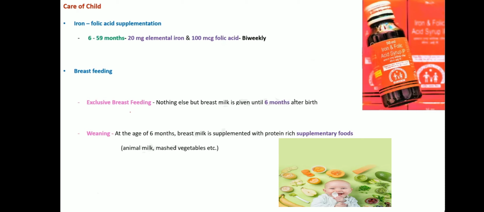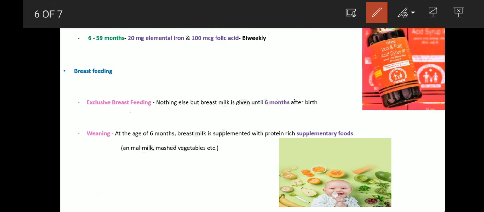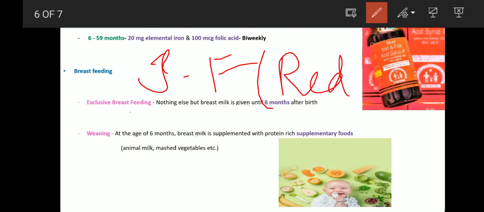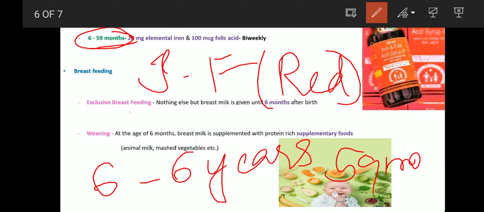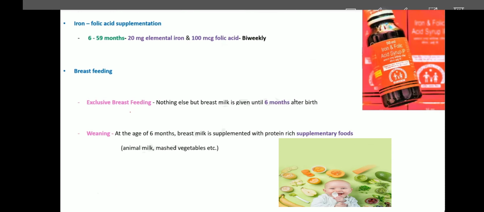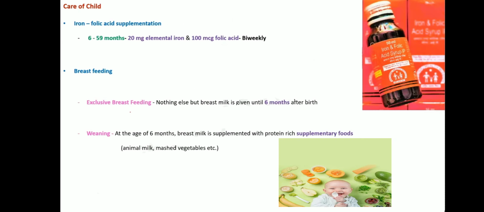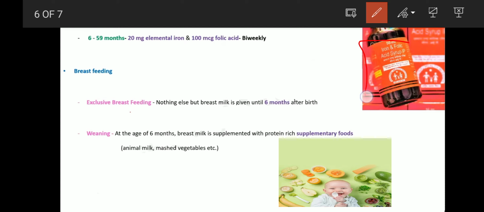So the care of the child can start with the iron and folic acid supplementation to the baby. To the mother also we gave the iron and folic acid supplementation, but those were the red tablets. In the case of the infant or the baby, from 6 months to 6 years, that is 59 months approximately, the iron and folic acid supplementation has to be done. So they are given in the form of syrup.